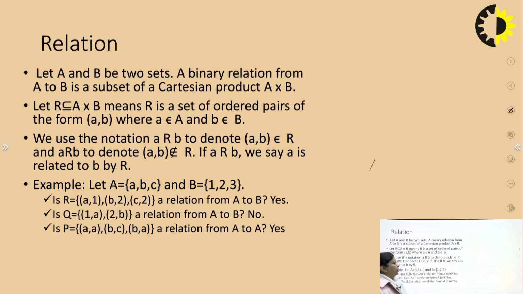Now, we will try to understand what exactly a relation is. Since we know what the Cartesian product is, that is nothing but A cross B, my relation is a subset of this Cartesian product. That is, whatever pairs I have in A cross B, my relation is going to contain a subset of those pairs. So, a relation is a subset of the Cartesian product A cross B.